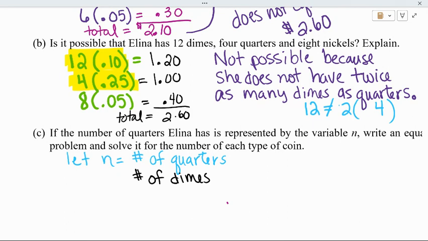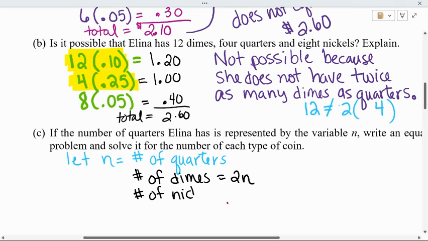She has twice as many dimes as quarters. So if the number of quarters is represented by n, how do I show the number of dimes? Twice the number of quarters. Twice n, which is the same thing as 2n. Okay. Now let's figure out the number of nickels.